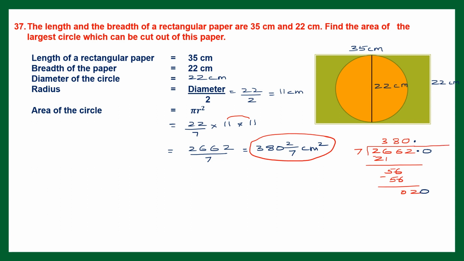So 7 twos are 14, isn't it? 7 twos are 14. 20 minus 14 is 6. So you can write 6 here, put a 0, bring that 0 down. Now this is 60. So 7 eighths are 56. 60 minus 56 is 4.